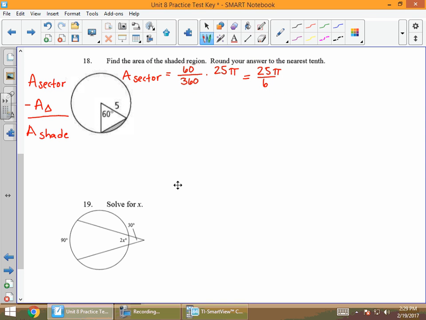Now I have to find the area of the triangle. And the area of the triangle is 1/2 base times height. And I can see that that's a 60-degree triangle. And since it's 60 degrees and it has two different radii, so if that's 5 and that's 5, this actually makes this a 60-60-60 triangle. So it is equilateral.